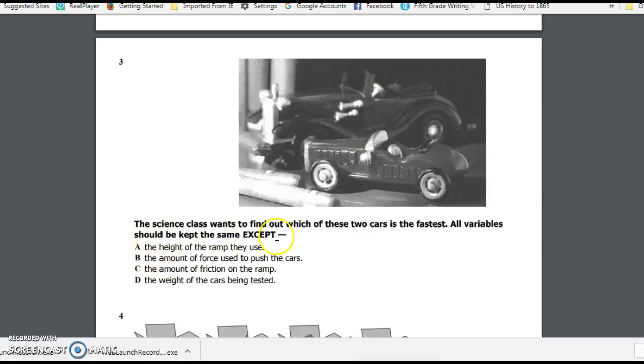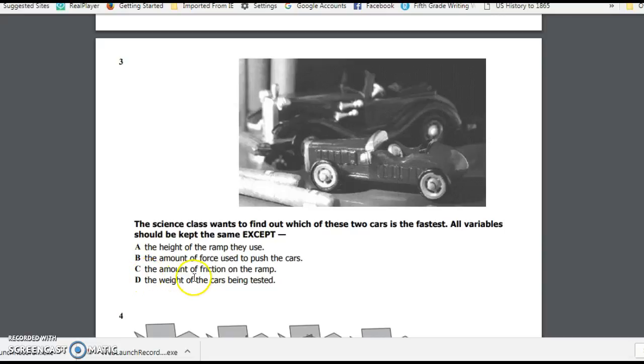So the science class wants to find out which of these two cars is the fastest. All variables should be kept the same except. So picture that experiment. All right, A, the height of the ramp they use. You need to ask yourself, do they need to keep the height of the ramp the same? Yes or no? Label A on your loose leaf. B, the amount of force used to push the cars. So ask yourself, do we need to keep the amount of force used to push them the same? Yes or no? Label B.